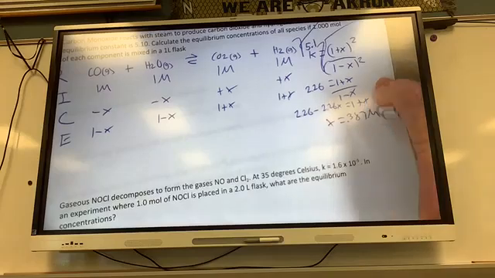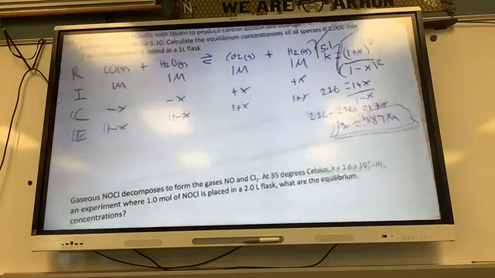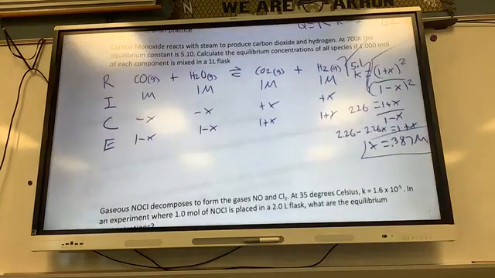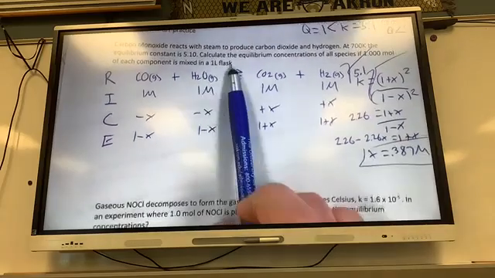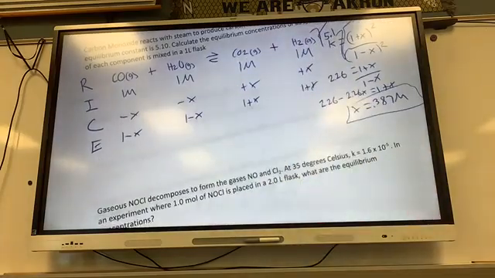We're not going to work that through. You guys know how to do math. X is 0.387 molar. That's not what it asked me for, though, right? We don't know that. You guys know how to do that, okay? But it asks for the equilibrium concentrations of all species.